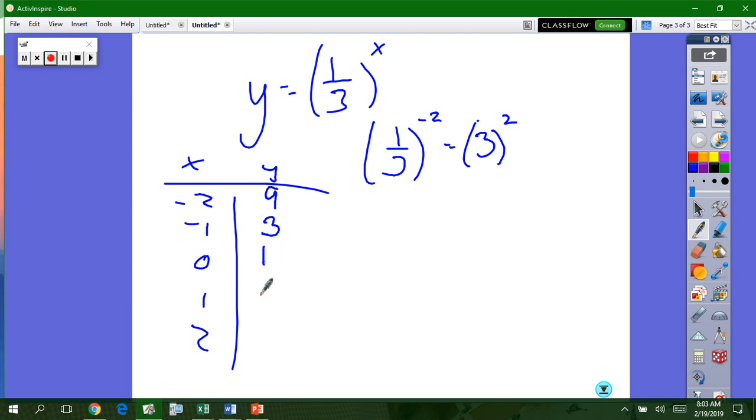1, 1/3, 1/9. As you see, as my numbers are getting larger, what's happening? They're getting cut by 1/3, right? And that makes sense because I'm timesing by 1/3.